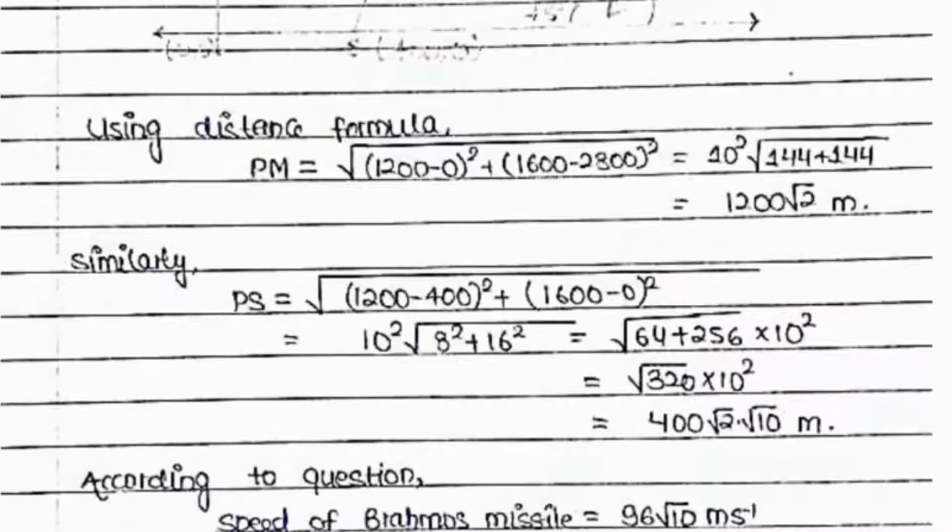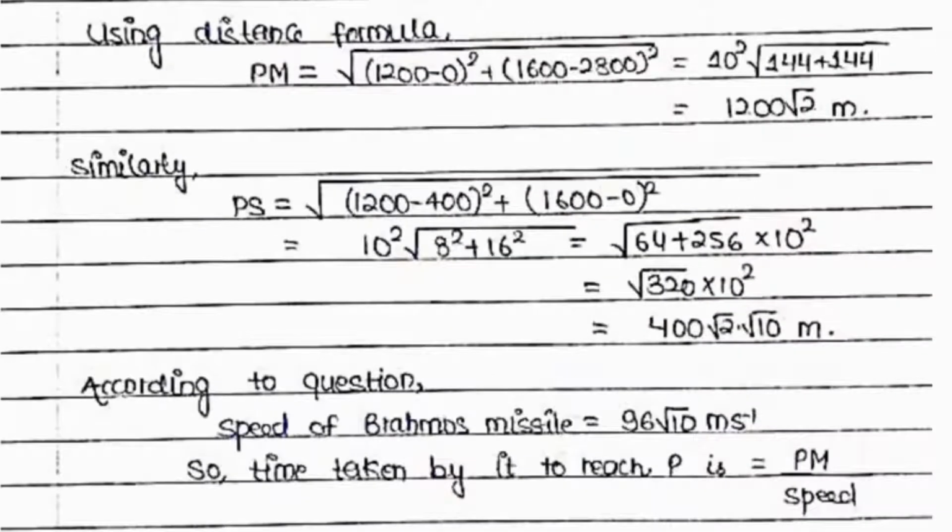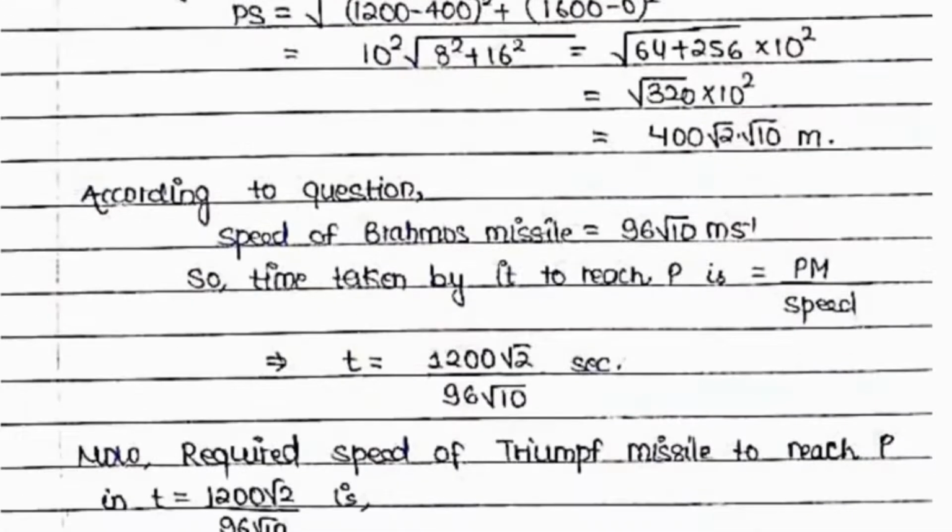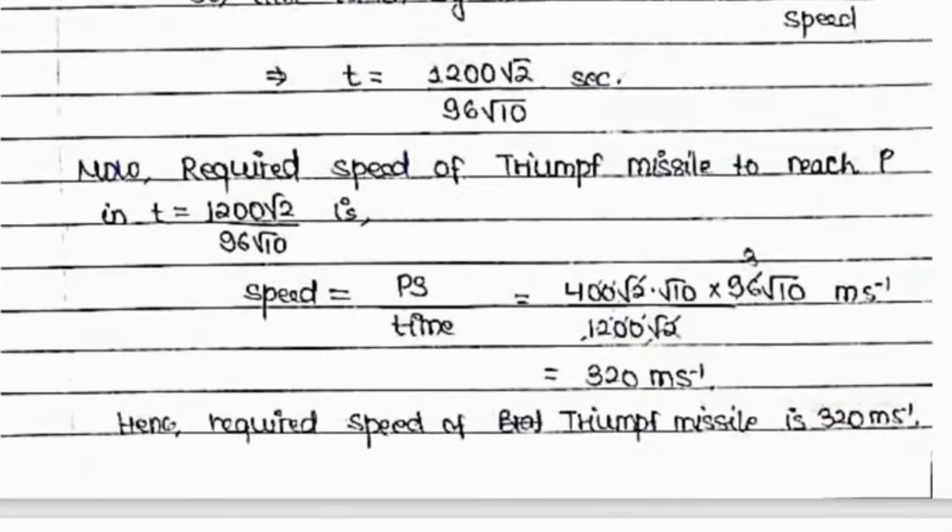Similarly, the distance PS we get as 400 root 2 root 10 meter. Now, according to the question, the speed of BrahMos is given to us as 96 root 10 meter per second. So the time taken by it to reach P is PM per speed. Therefore, T equals 1200 root 2 upon 96 root 10 second. Now, the required speed of Triumph missile to reach P in time T equals 1200 root 2 upon 96 root 10 is speed 320 meter per second. Hence, the required speed is 320 meter per second.